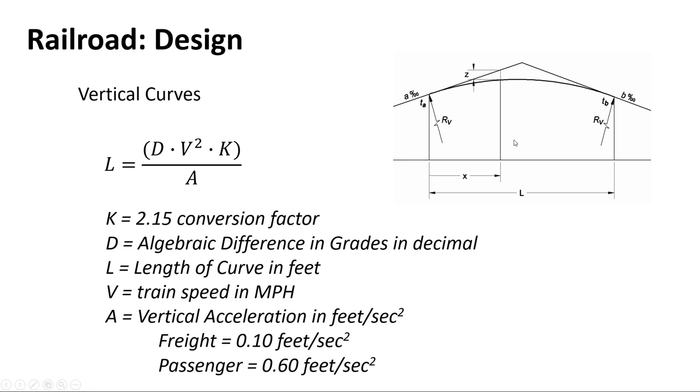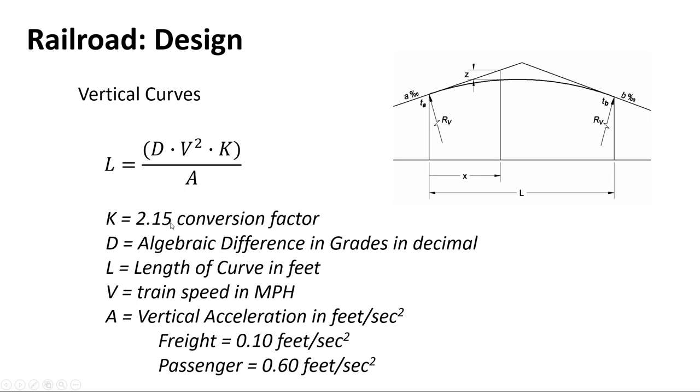So the required minimum length of a curve for trains on vertical is only dependent on, now we're using D as the algebraic change in grade. So the change in grade here, your velocity, and then some conversion factor. So you're converting degrees and miles per hour, and you're going to get feet out of this. All right. So this is a conversion factor.